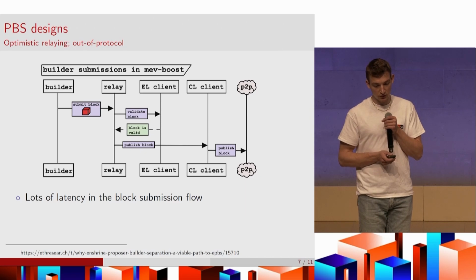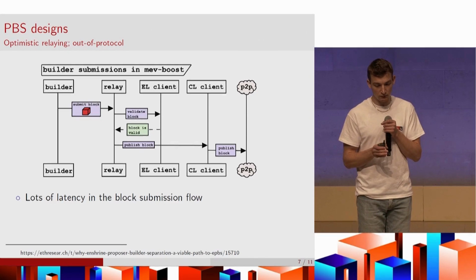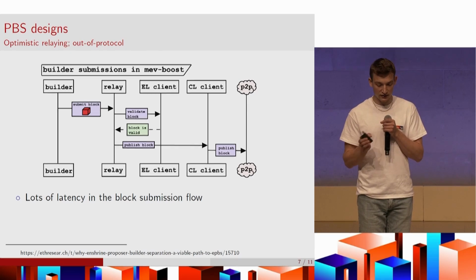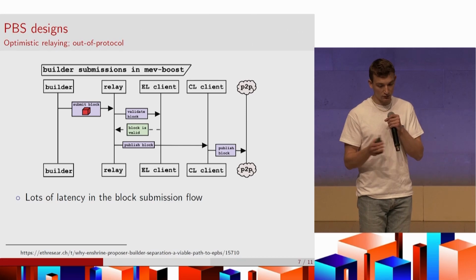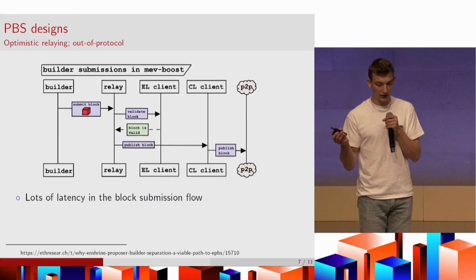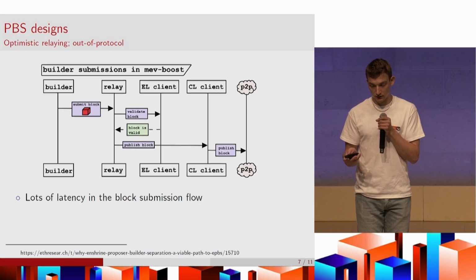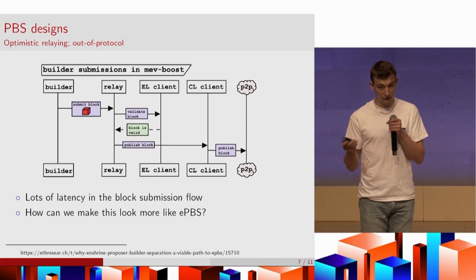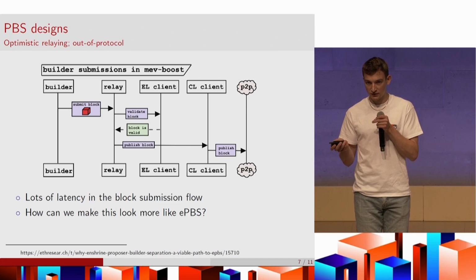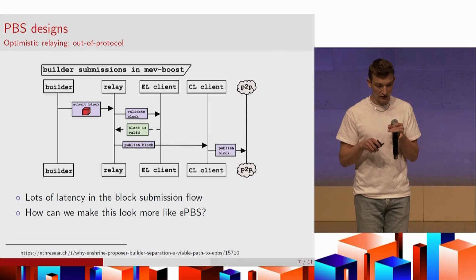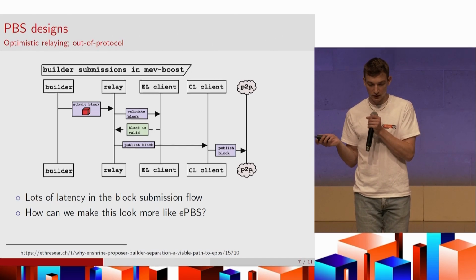So this diagram shows the block submission flow for MevBoost, and you can see there's a lot of tasks that the relay does and a lot of latency involved in those tasks. So the builder submits the block, the relay validates the block against the execution layer, and then publishes the block through the consensus layer client. So the idea is, how can we make this look more like ePBS? And when we say ePBS, that's enshrined or in-protocol PBS. Like, how can we take the infrastructure today and evolve it towards what we want it to look like in protocol?